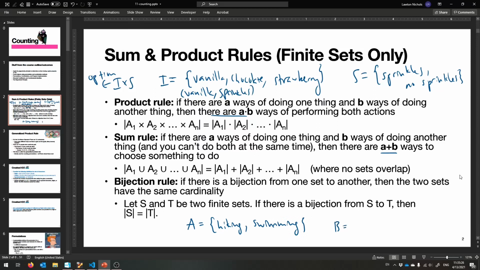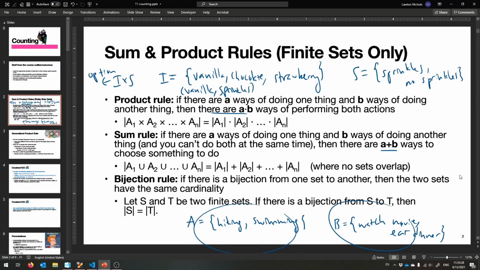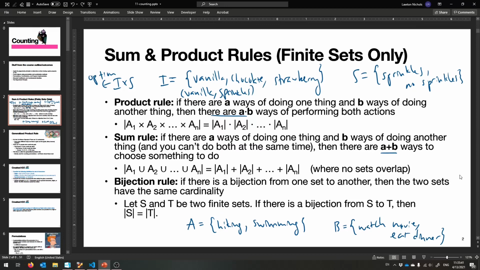Or maybe you feel like staying in. You could watch a movie, eat dinner. And so you want to pick one of these options from either set to do today. And so your total number of options is just going to be 4, right? It's the sum of the sizes of each individual set. And the key thing here is that none of those sets that have ways of doing stuff, A and B, can overlap. Because if A1 had some elements of A2, then this doesn't actually hold. And we'll talk about that later in these slides. So that's the product rule and sum rule. Those are the 2 key ones that I want you to remember.